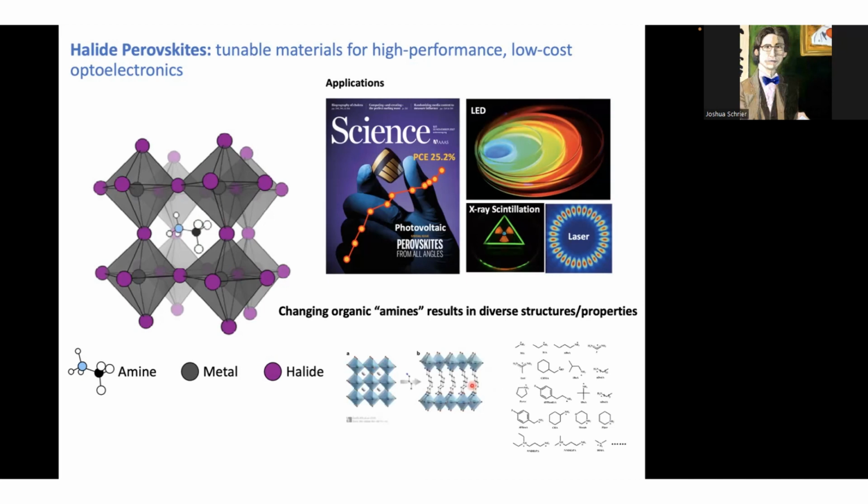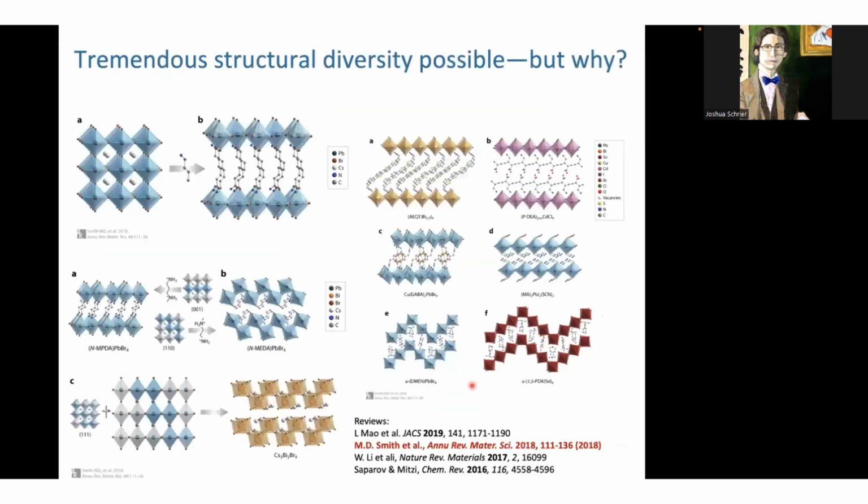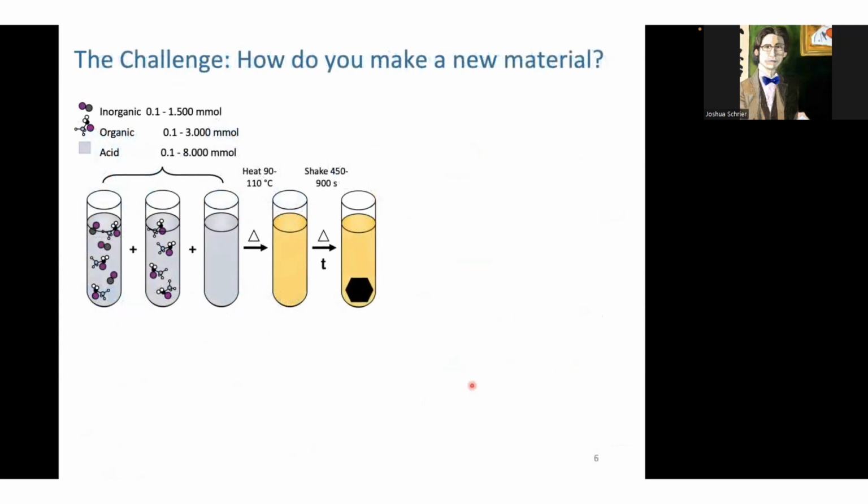And there are, by a rough estimate, 1 to 5 million commercially available organic molecules that might be suitable for this type of structure. So that's kind of neat. I mean, just to give you a sense of the structural diversity that's possible by changing these organic building units. So that's great. I mean, it's kind of a rich system that we can explore.